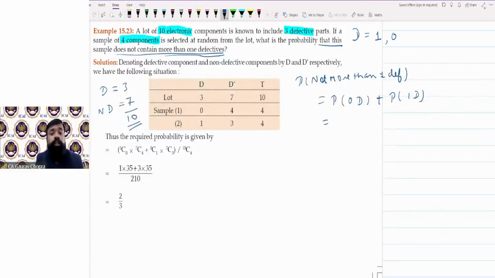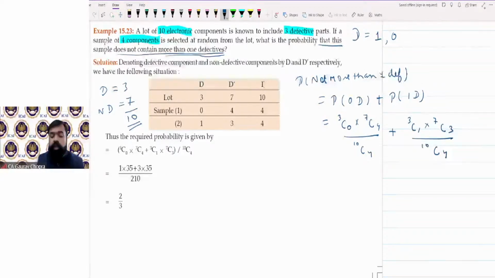Now, what is the probability of zero defect? That means all 4 are selected from non-defective. So 3C0, that means defective sample is none and all others are non-defective, divided by total number of outcomes. Total number of outcomes is 10C4, plus. It can be one defective, 3C1, and other 3 are non-defective, divided by total number of outcomes 10C4. Now we can add them and get the result.